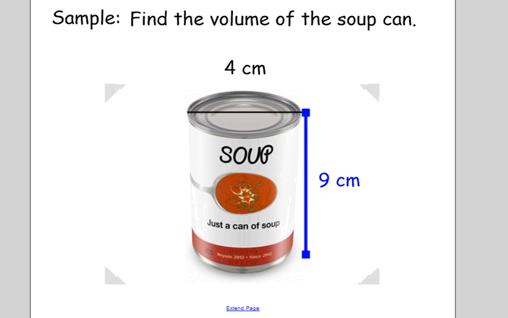Lesson 120, you get a short one. Following this formula is key to understanding volume and being able to figure out what is going on. So, can you find the volume of this soup can?